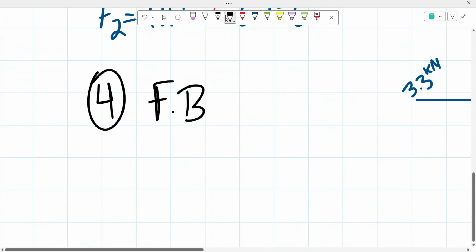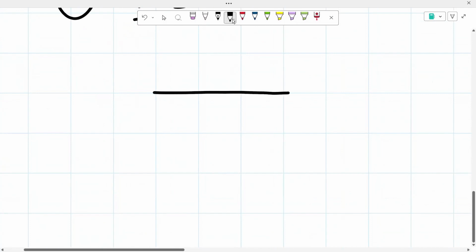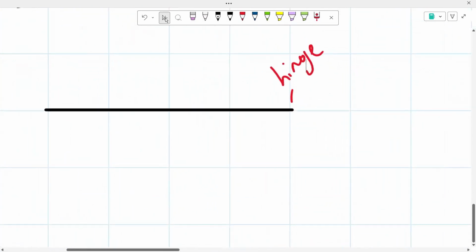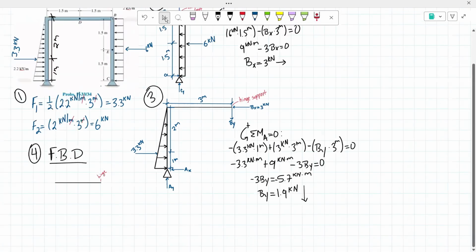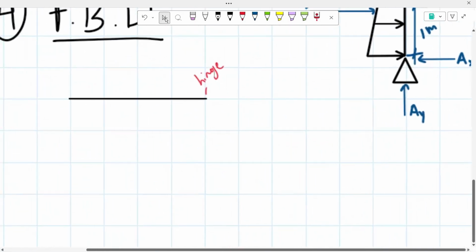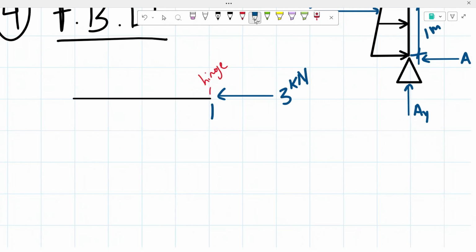A free body diagram, which is basically just going to be the frame. We have our hinge support right here. And since in a way we're dealing with the left side of the frame, that means that our reactions will be going in the direction of the left side of the frame, so like this. So we know that our reaction B of X will be going to the left with a value of 3 kilonewtons. Our reaction B sub y will be going downwards with a value of 1.9 kilonewtons.